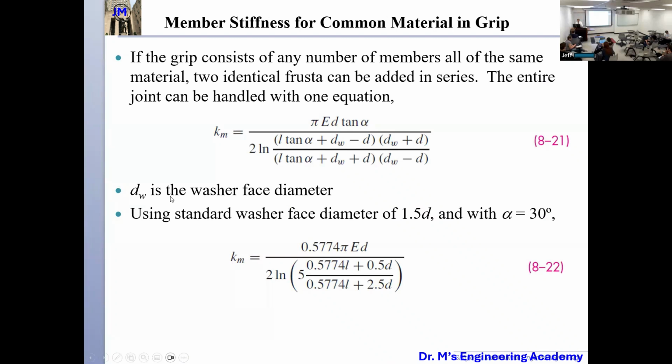So this d_w is the washer face diameter. And using the standard washer face diameter, which equals 1.5d, this Km can be simplified. So keep in mind, this is for two plates that are made of the same material. You cannot use this equation for the case where you have two plates of different materials.